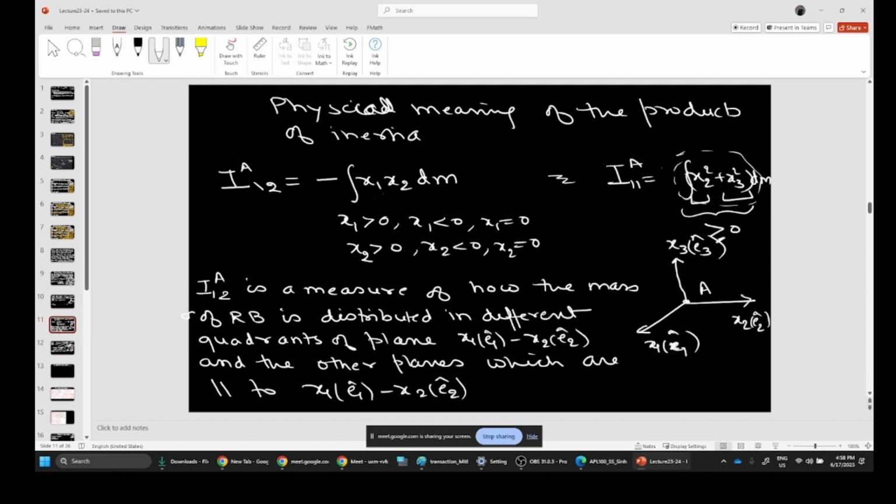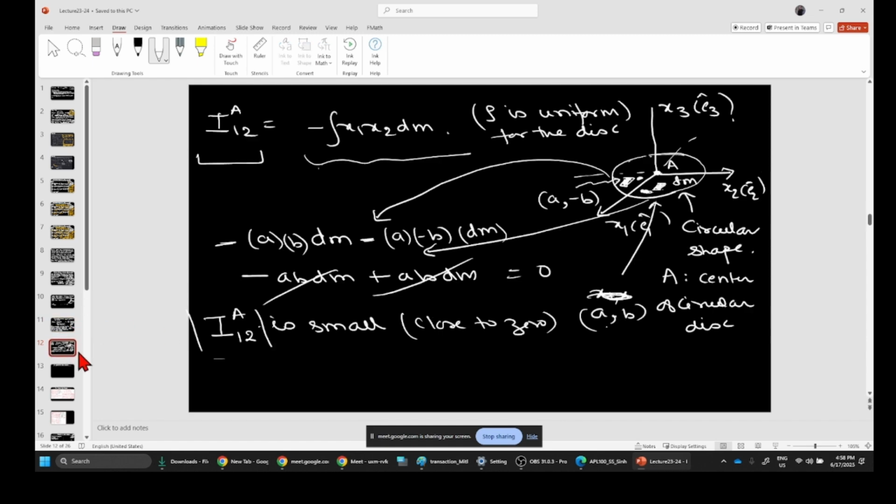Okay, and thus I make this statement. I am showing you a body which is completely concentrated in the x1 e1, x2 e2 plane. But even if you have a 3-dimensional body, a similar thing can be examined in different planes which are perpendicular to, or rather parallel to, the x1 e1, x2 e2 plane.